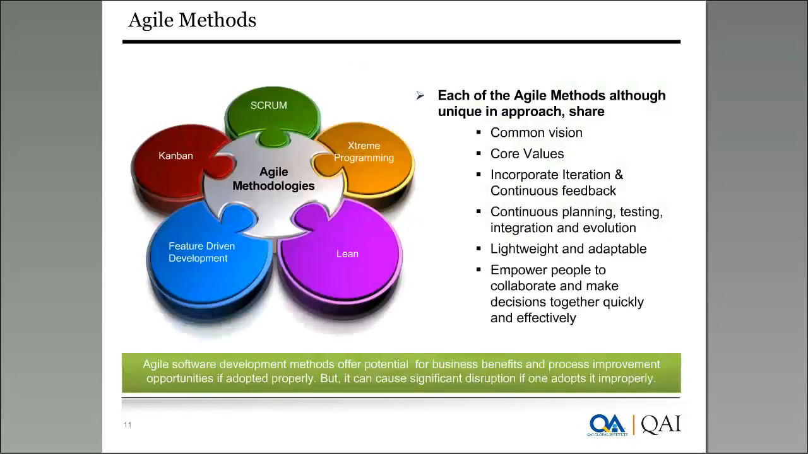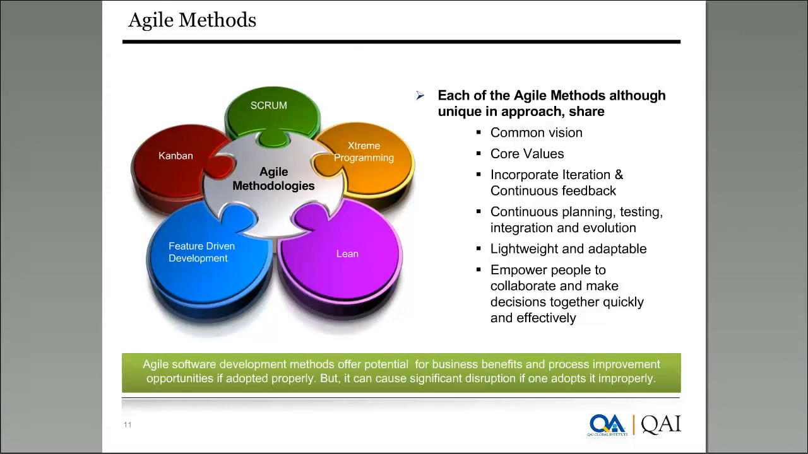There are so many agile methods: Scrum, extreme programming, Kanban, or Lean. All these methods at the end of the day will have a vision, a set of core values, and will incorporate iteration and continuous feedback. How do these methods do this? Through a set of defined roles and defined practices. Each of these methods has its own practices, and through those practices the core values and principles are met. As lightweight adoptable methods, they empower people to become self-organized and start delivering things.